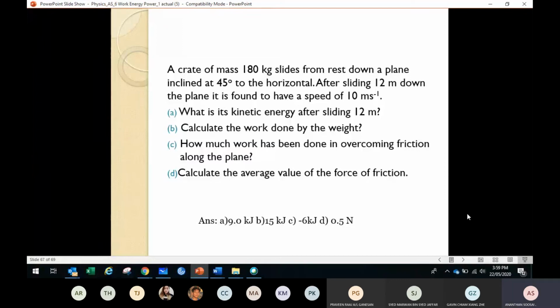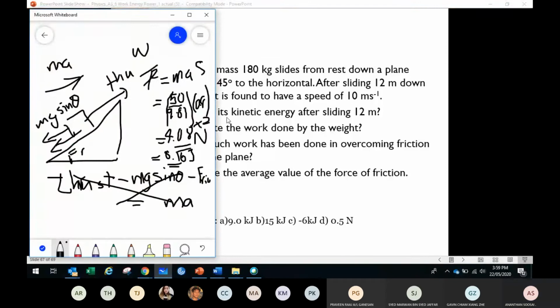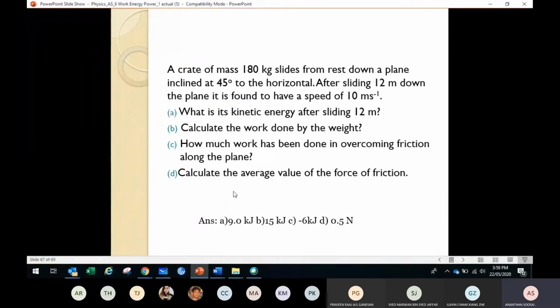So of course it's work, right? Work done by the weight. That means work is what? Force times distance travelled in the direction of the force. Yes. So mg sine theta times 12 should give you the second answer. So all of you got the second answer. Look at the question, read your question first. So the second one you get by using mg sine theta times s.